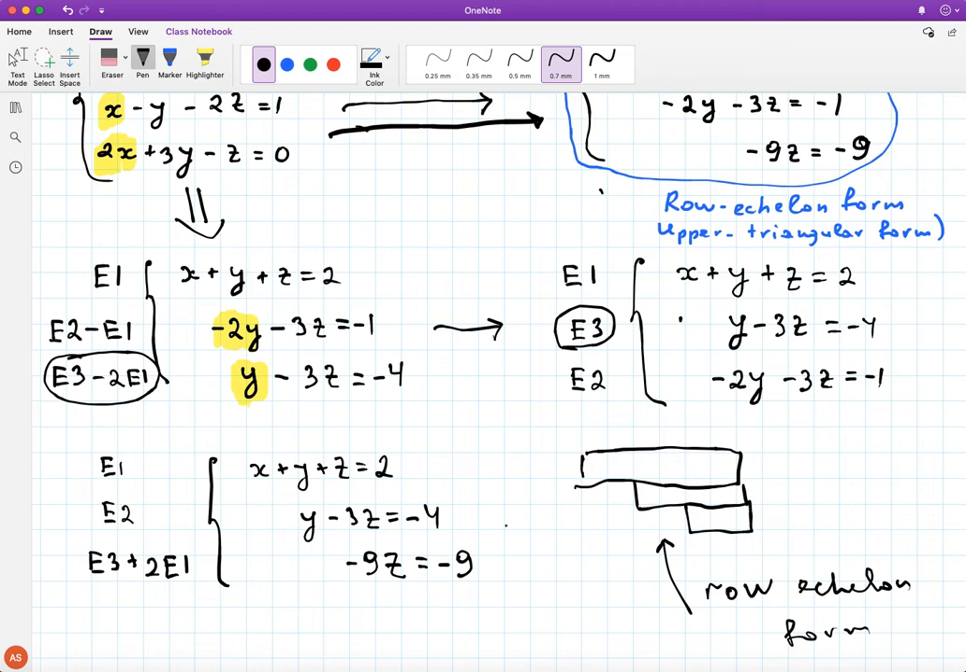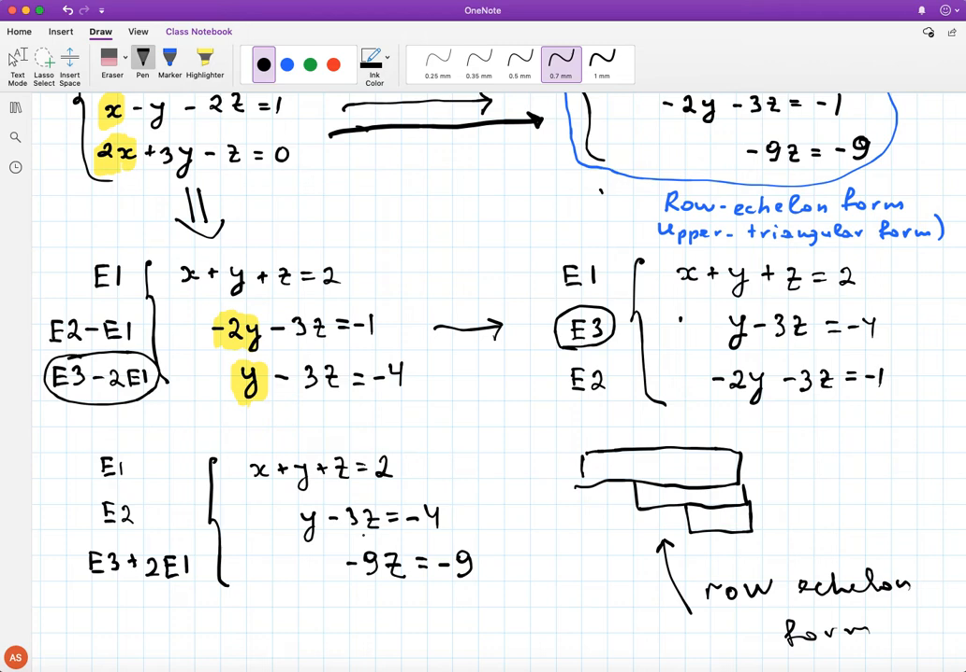Once we have the system in this form, row echelon form, as I explained earlier, we can find the solution by back substitution. The bottom equation can now be solved for z. Once we have the z value, we can plug it into the second equation, and then the values of y and z can be plugged into the first equation, which can then be solved for x.